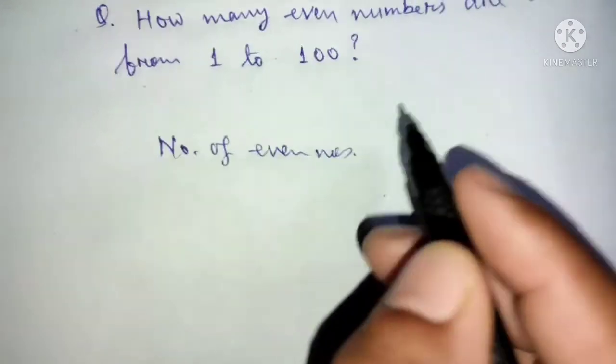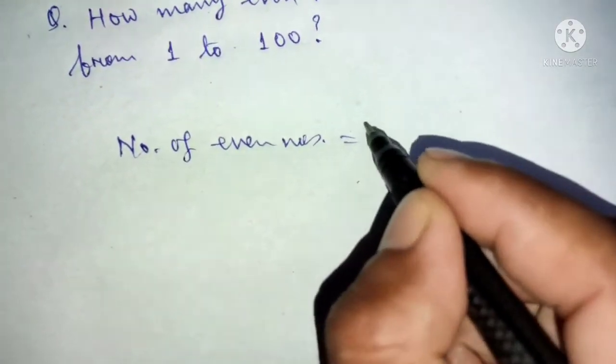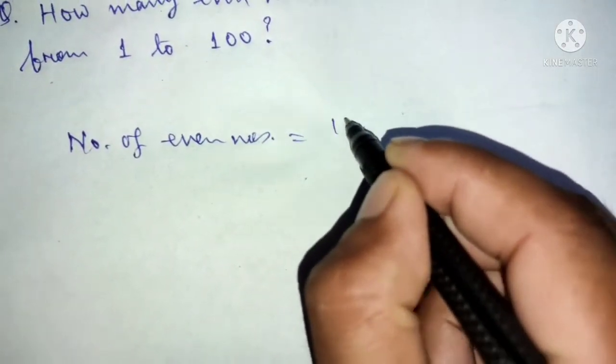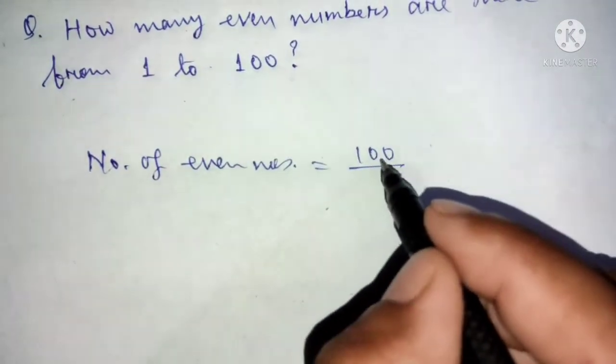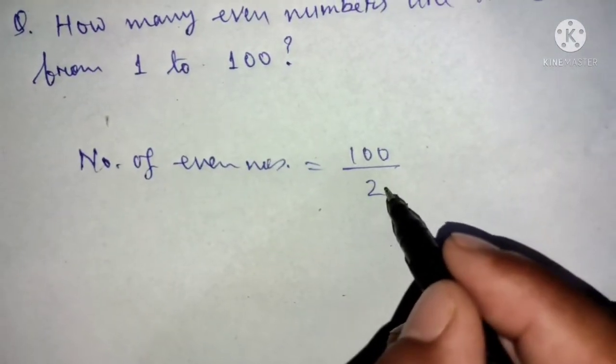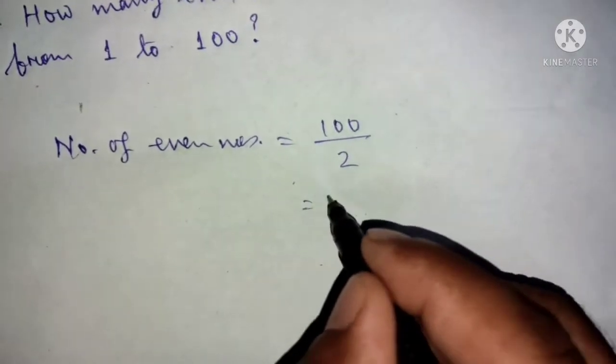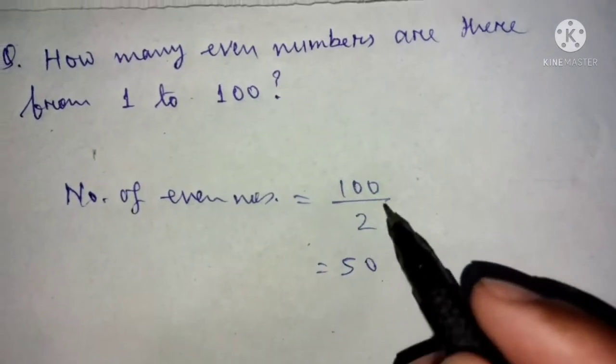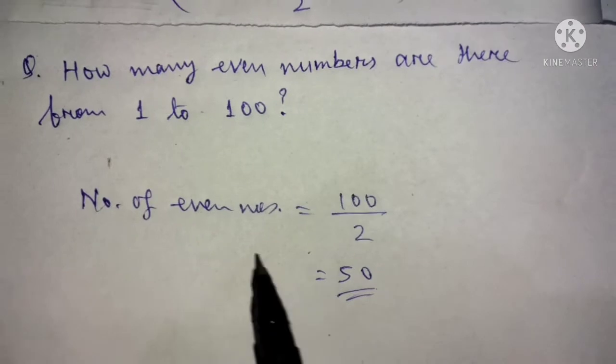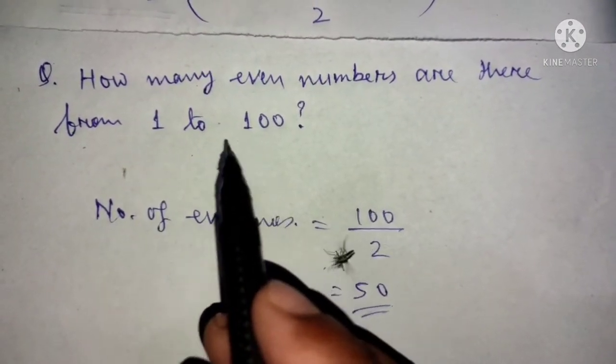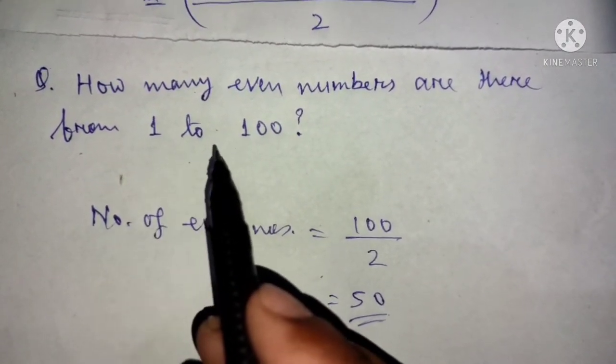Therefore, the number of even numbers is equal to what? The last one is 100. This is already even, so we can take directly the 100 and just divide it by 2. Then after cancellation you get 50. So this is the answer in this case. That means how many even numbers are there from 1 to 100? There are 50 even numbers.